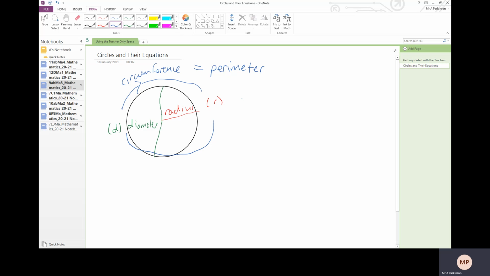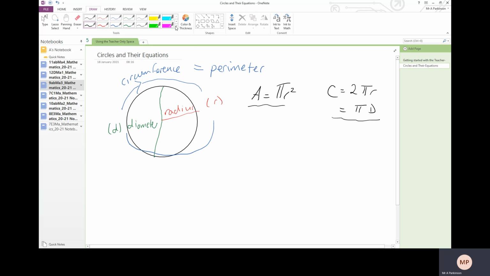Now, we've got two formulas. You will have met them before. You've probably heard the circle song. You've got two formulas, which is the area is pi r squared, and the circumference is 2 pi r, or pi d. Now, normally we use that one and that one.